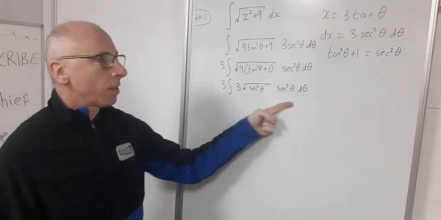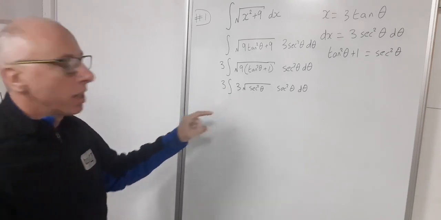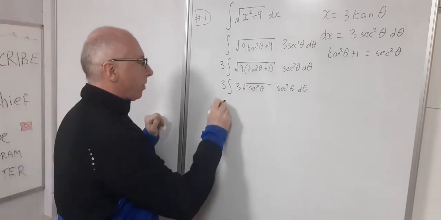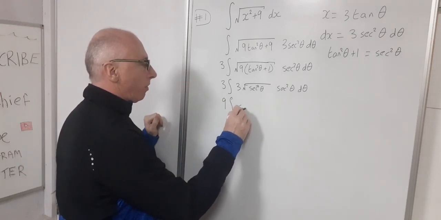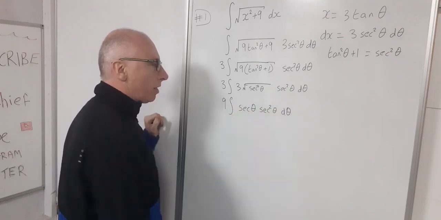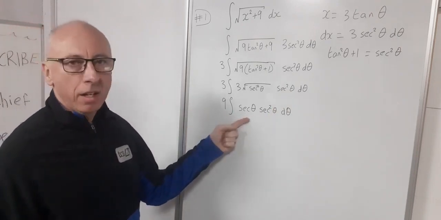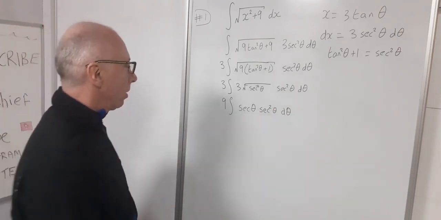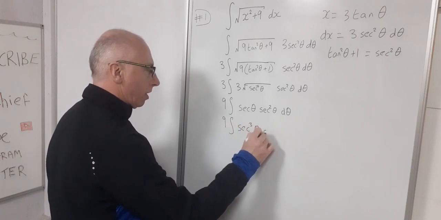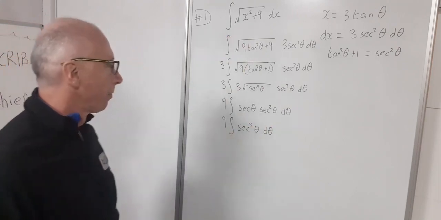Okay, now we can simplify this. The 3 can come out the front, so I'll multiply that, and then the square root of secant squared theta, well, they're just going to cancel out, and I'll have another secant theta. So now I've got 9 times the integral of secant theta times secant squared theta d theta. Okay, well, now I can just multiply these together, and then we can use the power reduction formula for secant. So let's have a look at that. So 9 secant cubed theta d theta. So with my substitution, this has become this.